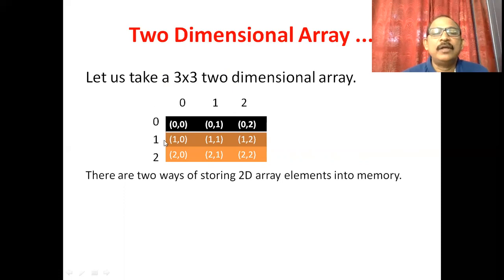In the same way, in the second row the first element is 1,0, and the second element is 1,1. This way you can determine the subscripts.